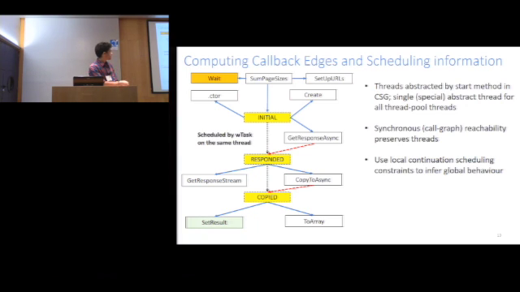Next, we use local continuation scheduling constraints to infer global behavior. What this means is that if the initial part of get contents async is known to execute on T, by default responded would be scheduled on T as well. Once we know where responded would be scheduled, we would then know where copied would be scheduled and so on. These local constraints need to be propagated in this graph using reachability information, and we do that by modeling them as set-based constraints and solving them.